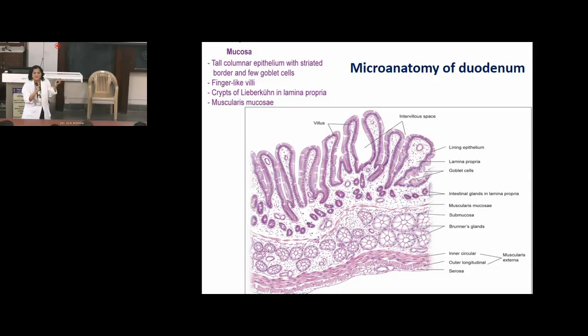Now what are these Brunner's glands? These are submucosal glands or duodenal glands which are present in the submucosa. You can see this submucosa all filled with glands. This is the classical feature of duodenum. If you don't speak about Brunner's glands when talking about duodenum, you get 0, or if you don't draw this while drawing, you get a big 0. So that's where you get to see Brunner's gland.